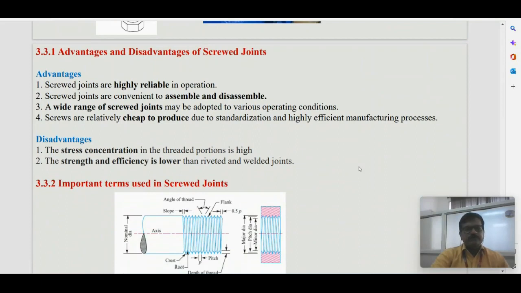The advantages: screw joints are highly reliable in operation. Screw joints are convenient to assemble and disassemble. A wide range of screw joints may be adapted to various operating conditions. Screws are relatively cheap to produce due to standardization and highly efficient manufacturing process. Disadvantage: stress concentration in the threaded portion is high, and strength and efficiency is lower than the riveted and welded joints.